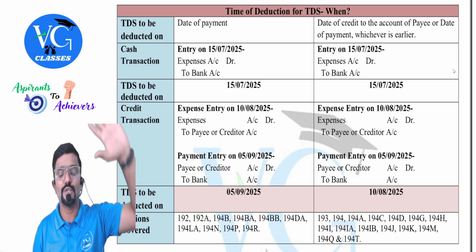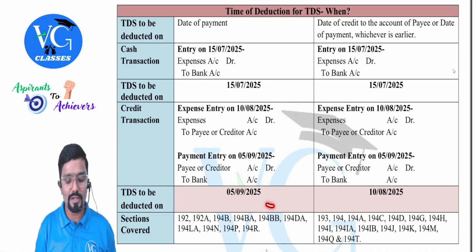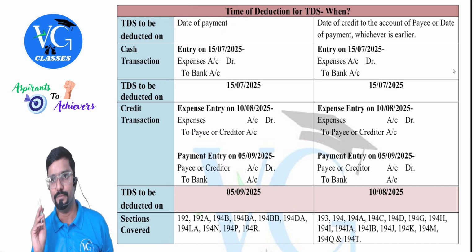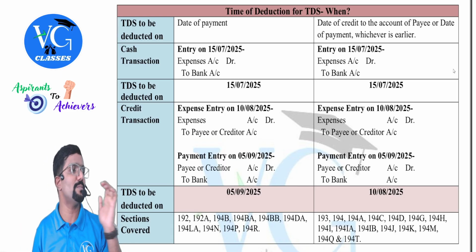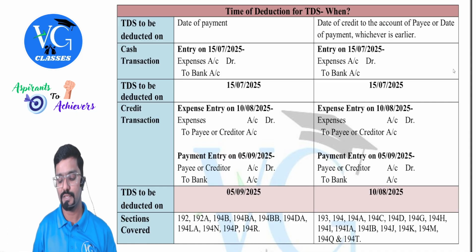Hope you understood. So this, whatever you were taught, is applicable for all the sections I have mentioned here. Then in all these cases, TDS has to be deducted at what time, guys? Date of payment. Even if there is a delay in payment, on the date you are paying it, you are supposed to deduct TDS.